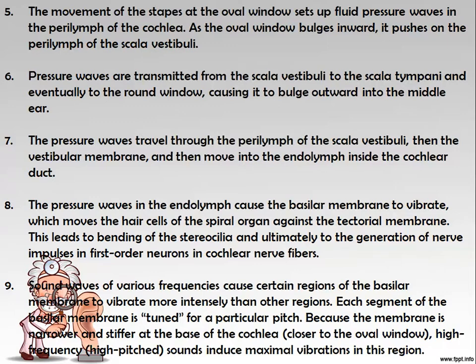The pressure waves travel through the perilymph of the scala vestibuli, then the vestibular membrane, and move into the endolymph inside the cochlear duct. The pressure waves in the endolymph cause the basilar membrane to vibrate, which moves the hair cells of the spiral organ against the tectorial membrane, and this leads to the bending of the stereocilia and ultimately to the generation of nerve impulses in the first order neurons in cochlear nerve fibers.